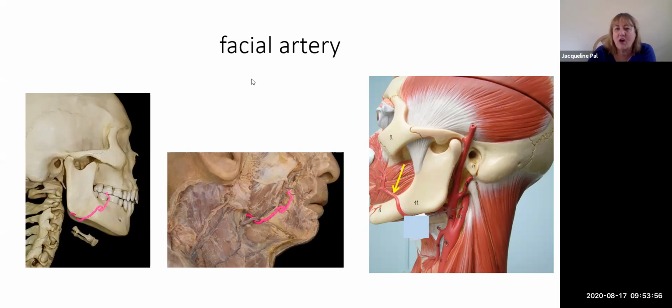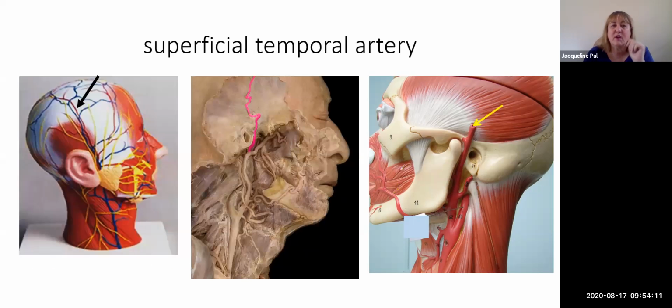And then the other artery we're going to learn about is actually the very last part of the external carotid artery. After any branches come off of that want to branch, what is left up here in your temple, and that you can often see pulsating, is the superficial temporal artery.